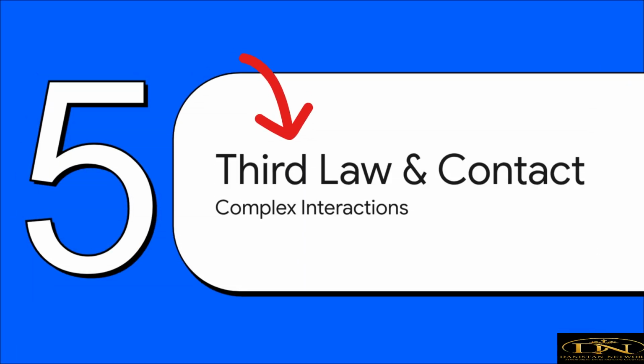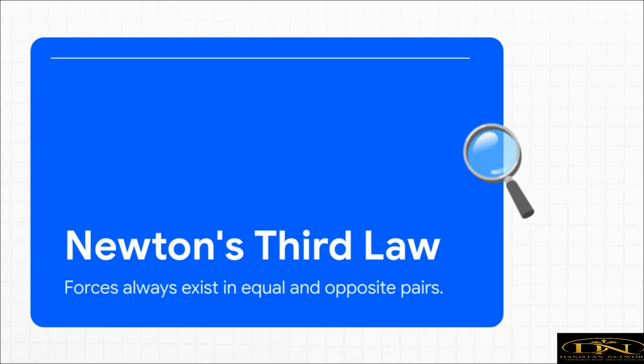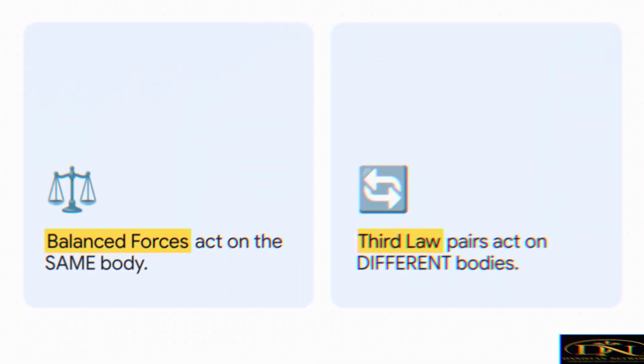This deals with complex interactions, and honestly, it's often the most misunderstood of the three. We need to analyze what actually happens when multiple bodies interact. Newton's third law states, whenever one object exerts a force on another, the second object exerts an equal and opposite force on the first. The beautiful symmetry of the universe is embedded right in this law. What's really interesting about this slide is how easily these forces get confused.